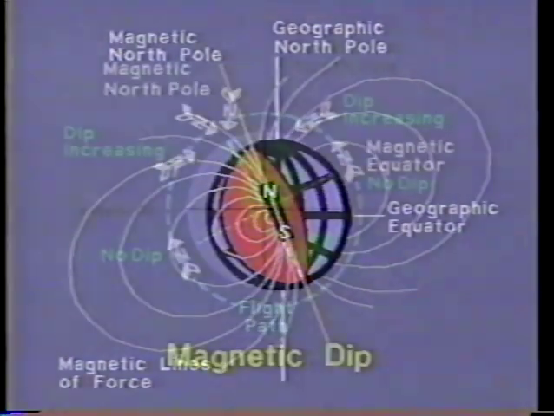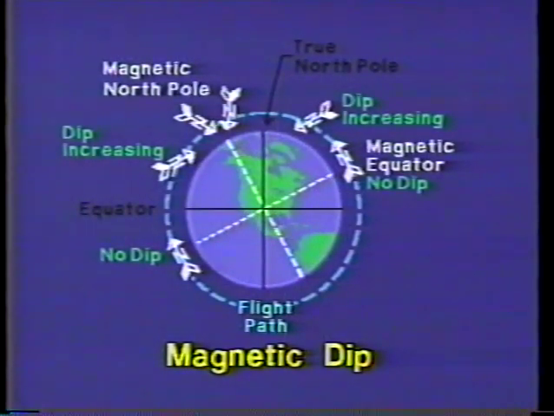Note that in the northern hemisphere, the north-seeking end of the magnet will tend to dip or seek the ground. The amount of dip increases as the magnet is moved closer and closer to the poles and the force gets correspondingly stronger. Magnetic dip accounts for two important compass limitations: turning error and acceleration error.